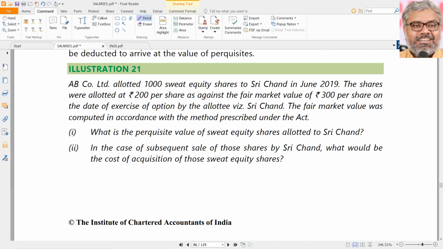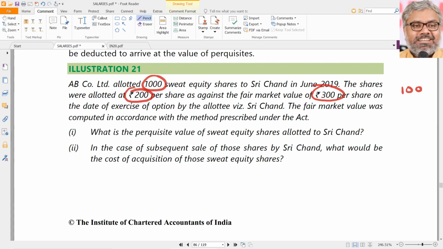Now, illustration number 21. It's only related to sweat equity shares. AB Company Limited allotted 1,000 sweat equity shares to Sri Chand in June 2019 somewhere. And the shares were allotted at the rate of 200 rupees per share as against the fair market value of 300 rupees per share. So, what is the perquisite value per share here? 100 rupees naturally. Difference between fair market value and actual allotment price. On the date of exercise of option by the employee, that is Sri Chand. The fair market value was computed in accordance with the methods prescribed.